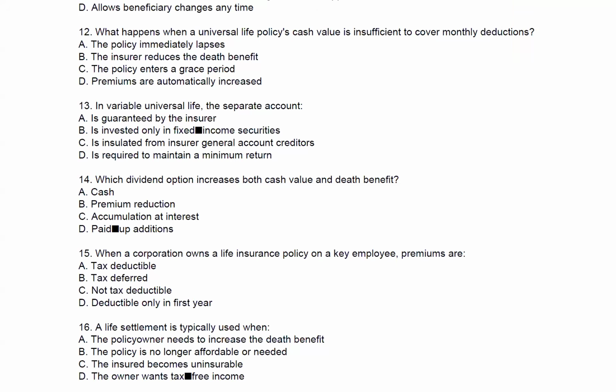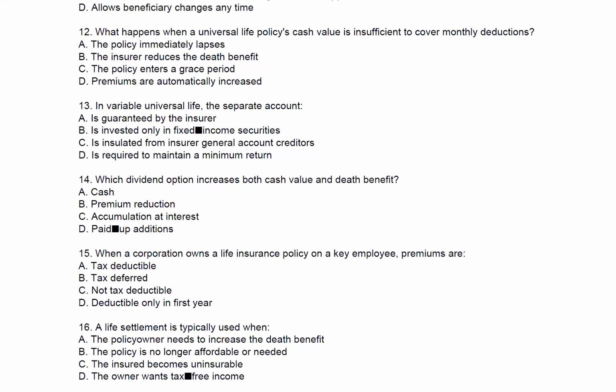Which dividend option increases both cash value and death benefit? A. Cash. B. Premium reduction. C. Accumulation at interest. And D. Paid-up additions. Which dividend option increases both cash value and death benefit? All right, think about it. Out of those four choices, which one of them has a word for increase?